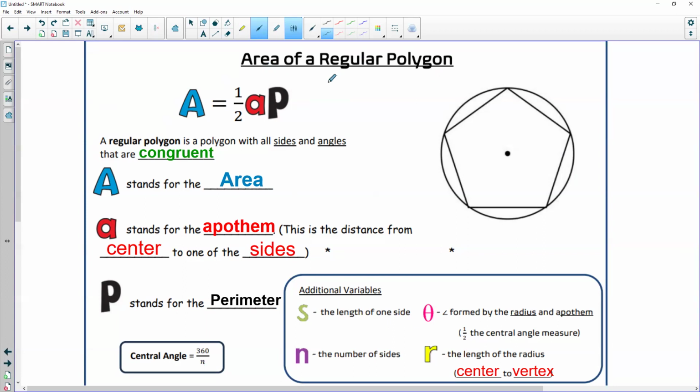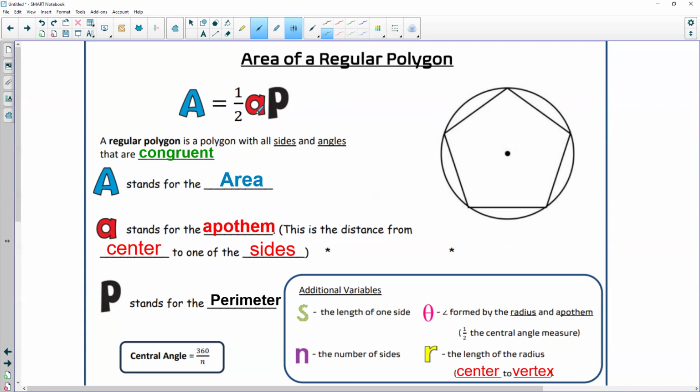The first thing we want to go over is what it means for a polygon to be regular. A regular polygon is a polygon with all sides and angles that are congruent. And we have the following formula right here to find the area of a regular polygon. In this formula, the capital A stands for the area.